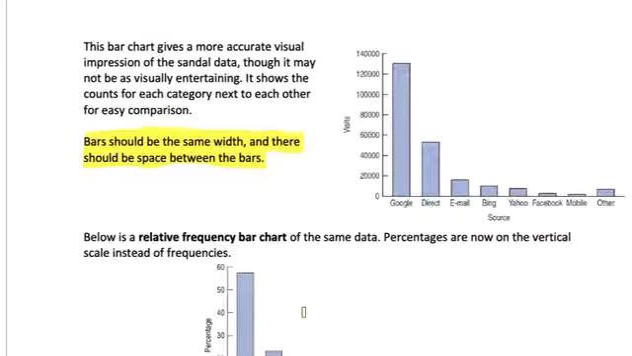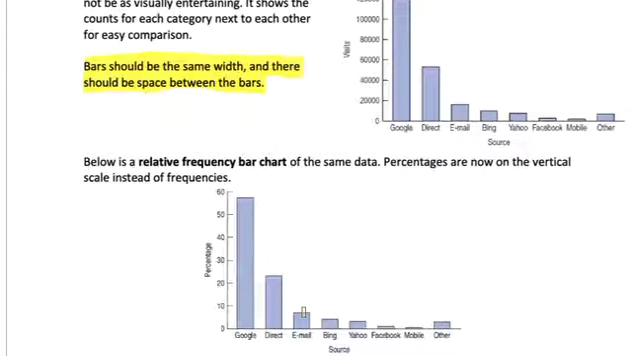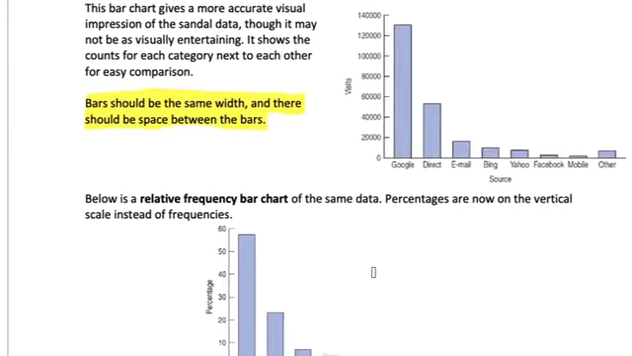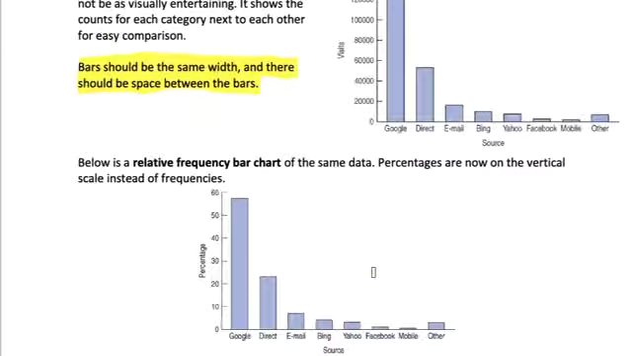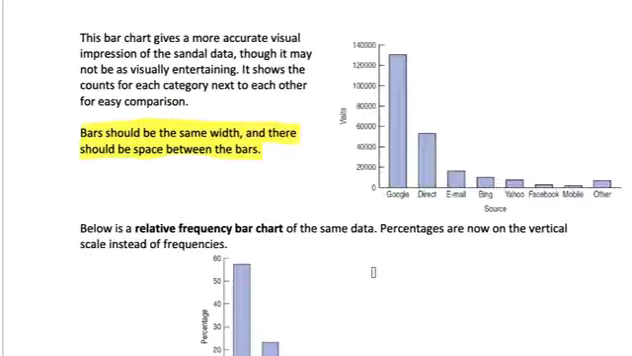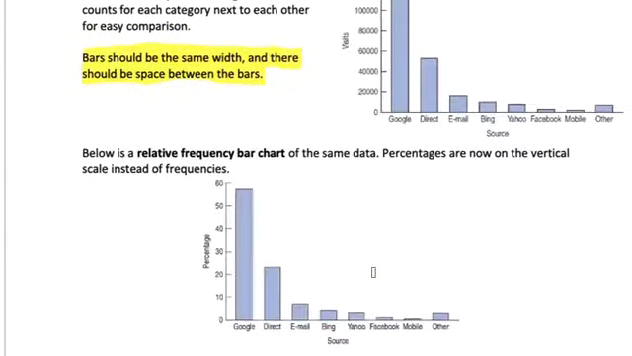We can also make a relative frequency bar chart. You can see in the relative frequency bar chart, the bars all look the same, so the heights are the same. What's different is the value on the y-axis. So the frequency bar chart shows number of visits, relative frequency shows the percentage.